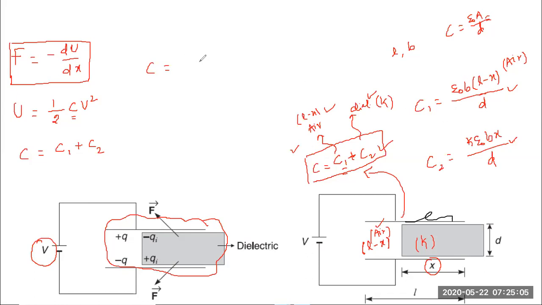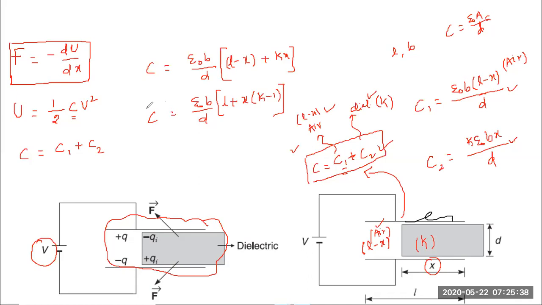On adding the two and taking necessary things common, in both we can take epsilon naught B by D as common, students. Check it out. Epsilon naught B by D as common. Then you can write it as L minus X, plus Kx. Now, finally, the effective capacitance can be written as epsilon naught B by D into L plus X into K minus 1, taking X common again.